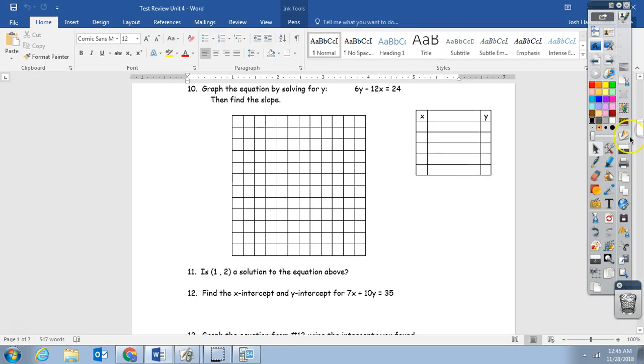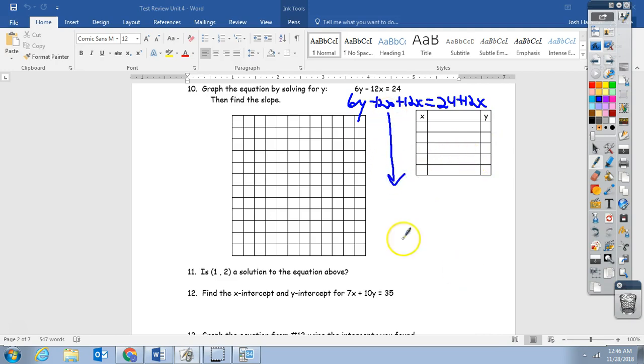On the next page, the first thing we have here is graphing this by solving for y. Solving for y means get the y by itself. That means I'm going to take the 12x and I'm going to add 12x to this side. I'm going to add 12x to this side. Pardon me for not having enough room here. But when I add 12x, negative 12x and positive 12x cancels out.